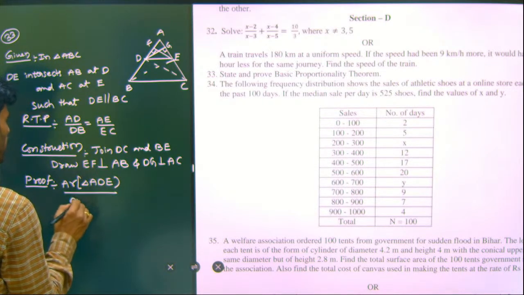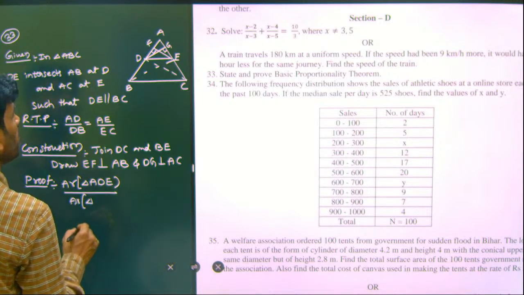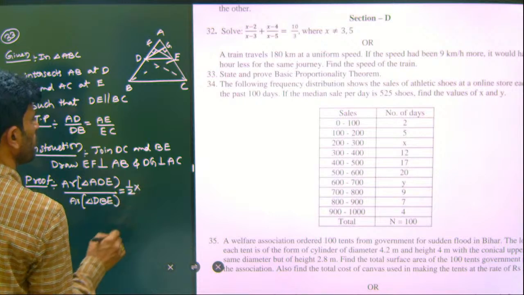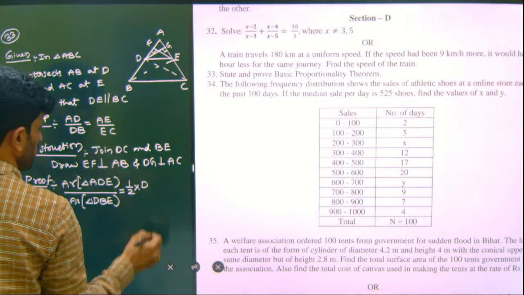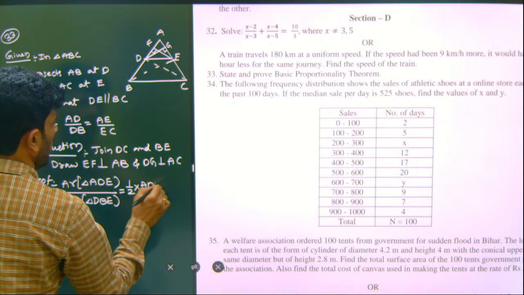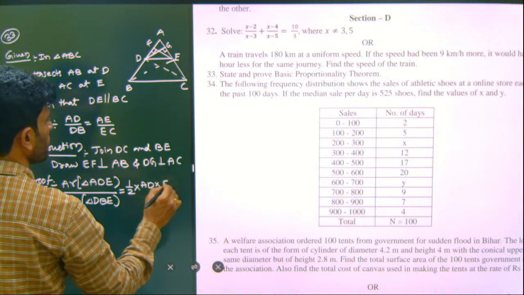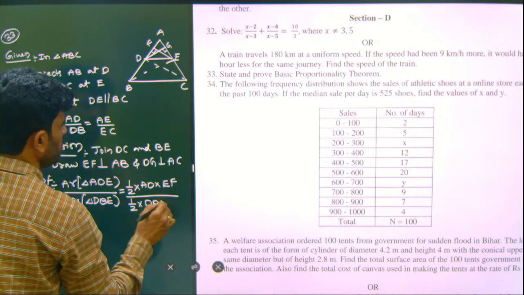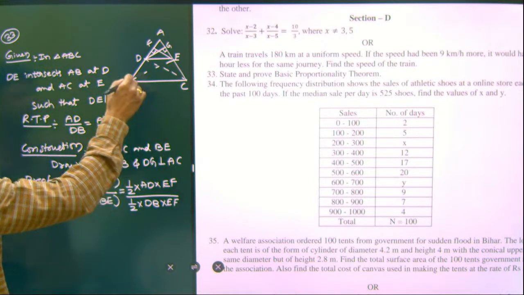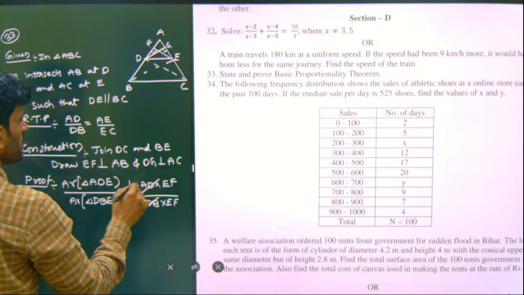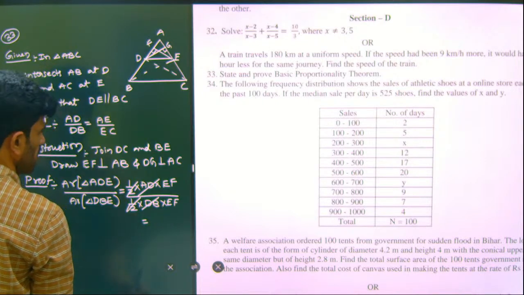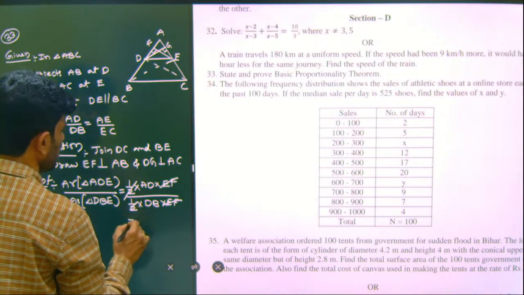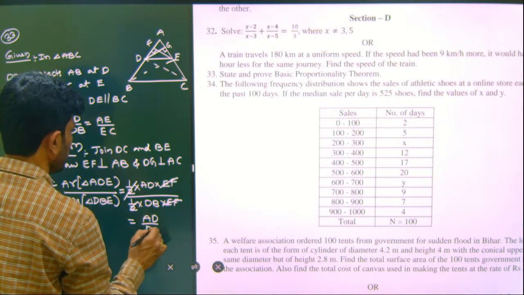by the area of triangle DBE, which is half into base into height. Base is AD and height is the perpendicular line, that is EF. Here, half into DB into EF again, because base is DB, height is EF. Then what happens here? EF cancels, we get AD by DB.